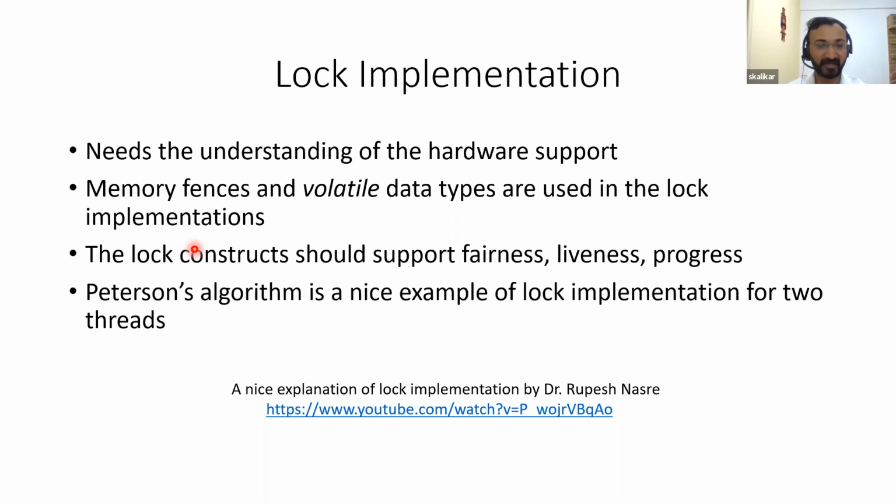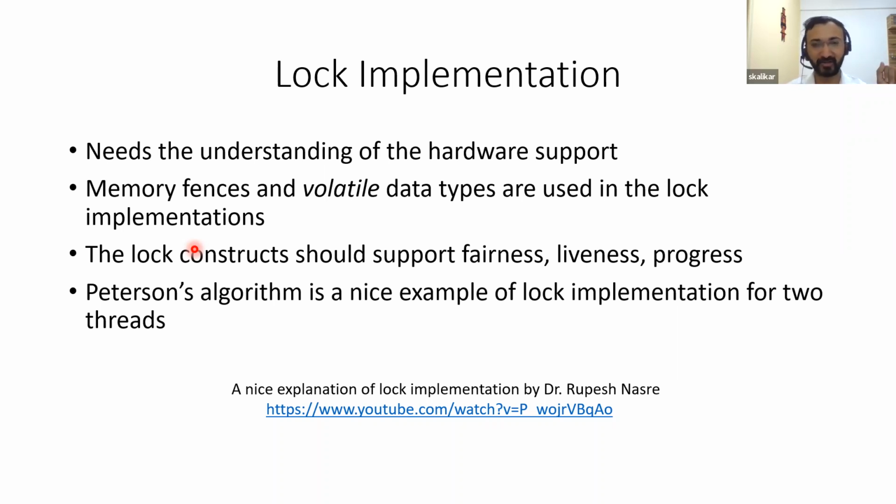Fairness means every thread should get equal opportunity to acquire the lock. Liveness means if some thread goes down or dies, it should not restrict other threads from performing other operations. And eventually the concurrent program should make progress in whatever condition, it should not get stuck in between. So there are different challenges while dealing with such things.